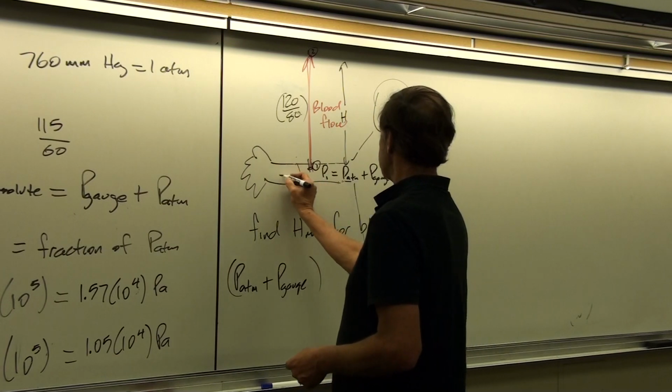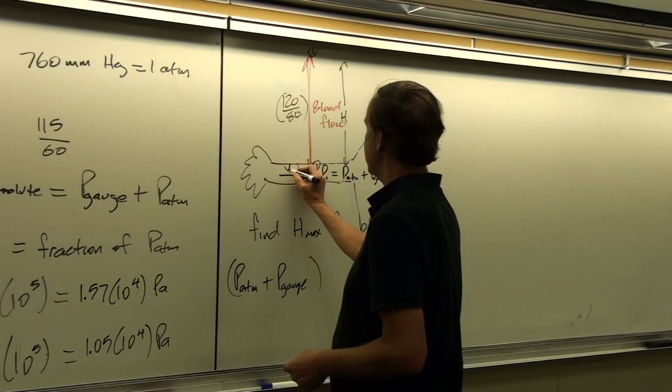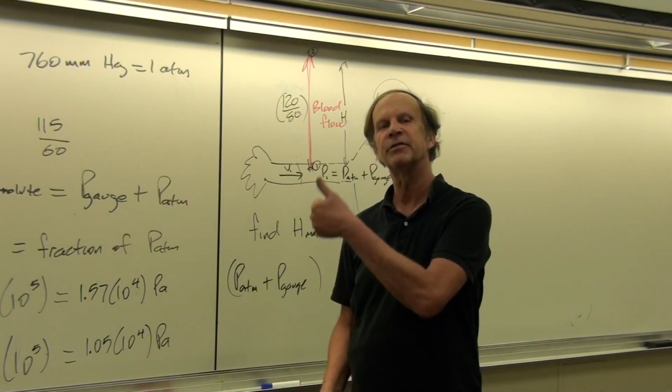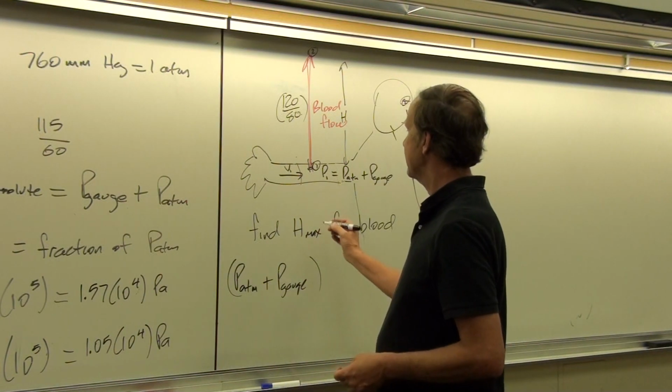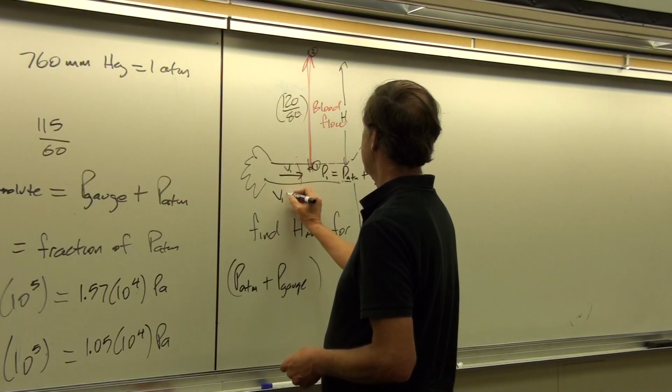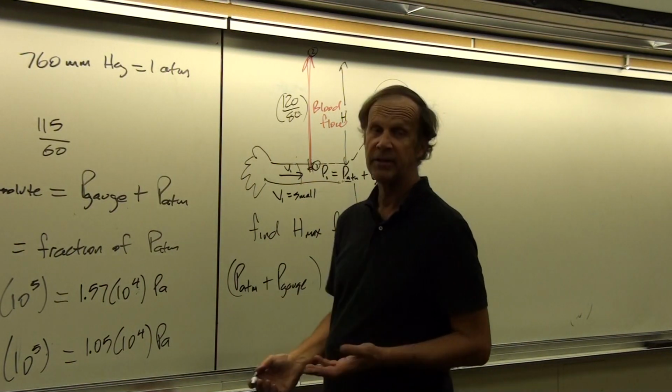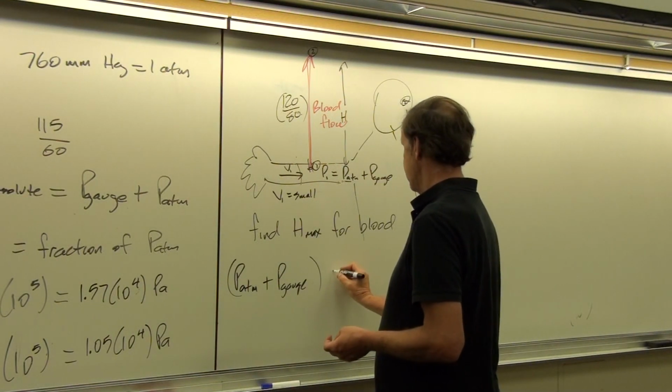Then there's also going to be a 1/2 rho V squared term, because the blood is moving at a certain velocity through the arteries before it comes out. But we'll neglect that. We'll say that V1 is small, so that V1 squared is really small. Okay, so we're going to neglect that.